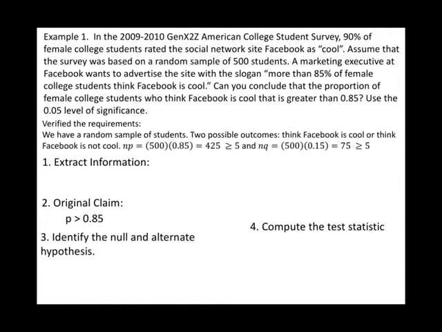And then figure out the null and alternate hypothesis. When you have a strictly greater than, will that be the null hypothesis or the alternate hypothesis?